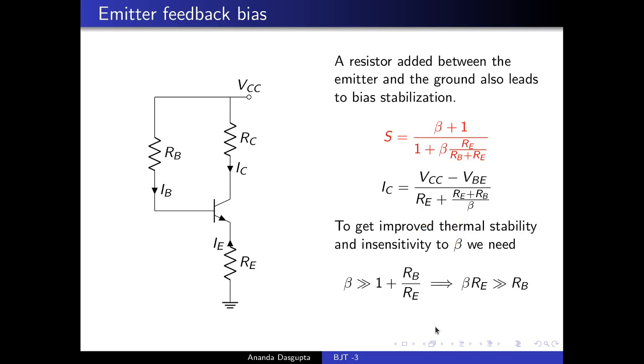And that really means this, beta has to be much bigger than 1 plus RB by RE. That will make this factor very big. That will also make this factor, RE plus RB by beta, pretty small. And of course, you can simply ignore 1 with respect to beta. Beta is pretty large anyway. So the condition really means beta times RE must be much bigger than RB for this to work.